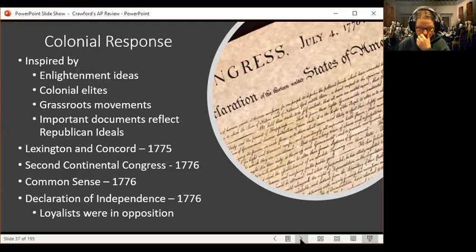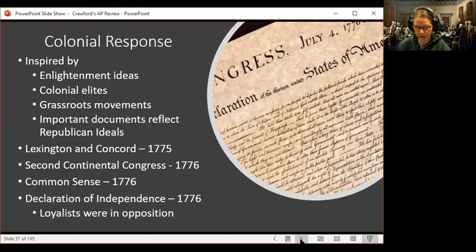And then we see Common Sense. Thomas Paine begins to write, and he urges Americans to break away. And he is influenced by, and helps influence, Thomas Jefferson's Declaration of Independence, which is a document that lists the grievances against King George III. And they basically justify why they're breaking away.